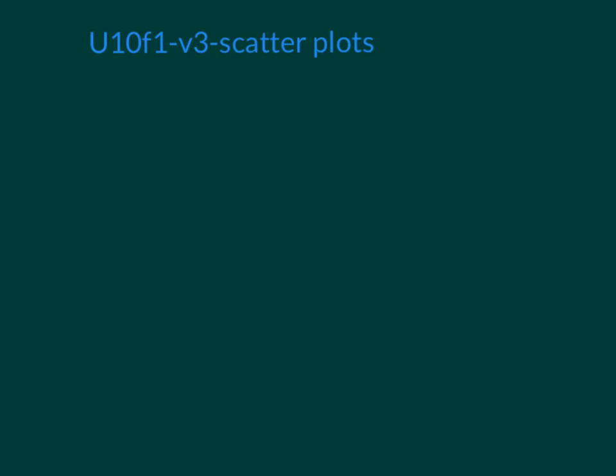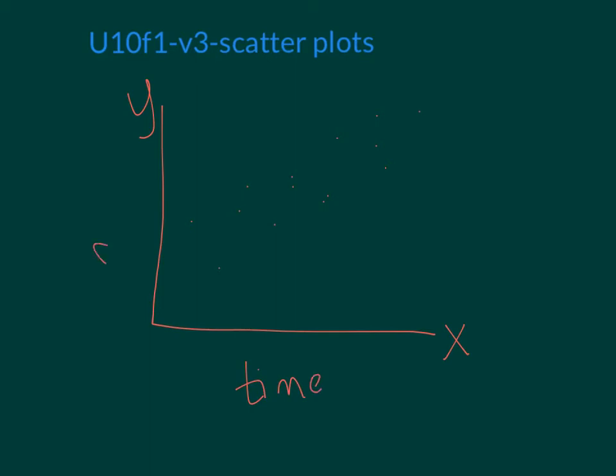All right, Unit 10, Formative 1, Video 3, scatter plots. So scatter plots are going to be our first quadrant, so we have our X and our Y, and the data is just scattered throughout the graph. So it's not a perfect line, okay? So this could be time, and this could be amount, okay? And we just graph data, and it's just scattered throughout the graph. So these are what scatter plots look like.